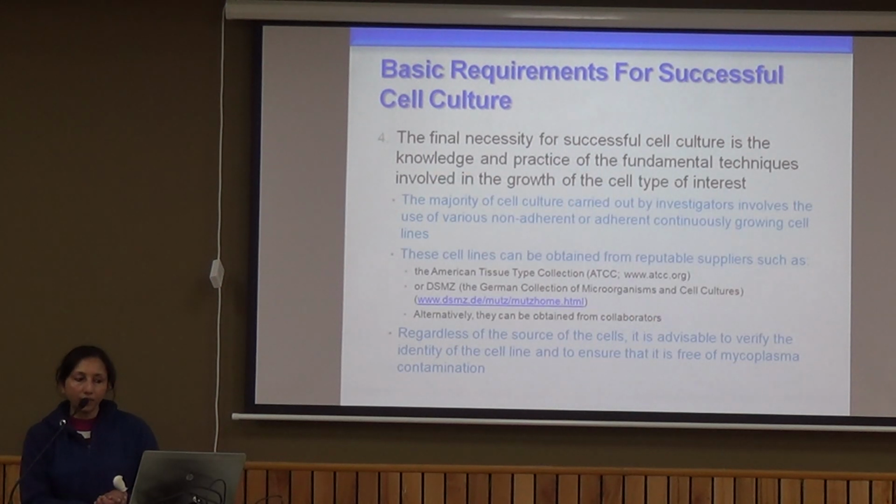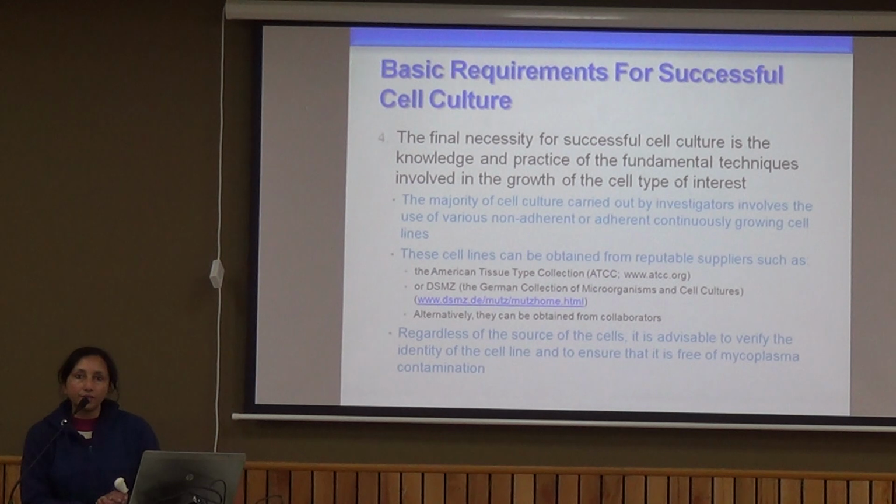Then, the fourth necessity is knowledge and practice of fundamental techniques. The scientist working on cell culture should be knowledgeable, should have practiced earlier, involved in the growth of the cell type of interest. The majority of cell culture carried out by investigators involves the use of various non-adherent or adherent continuously growing cell lines. Now these cell lines can be obtained from reputed suppliers.